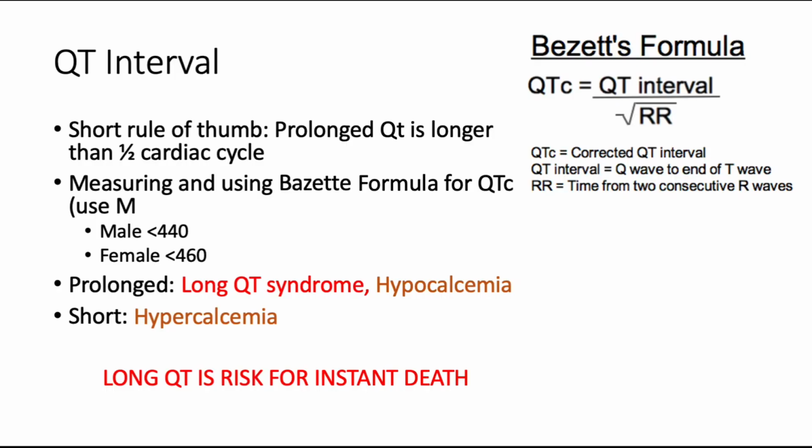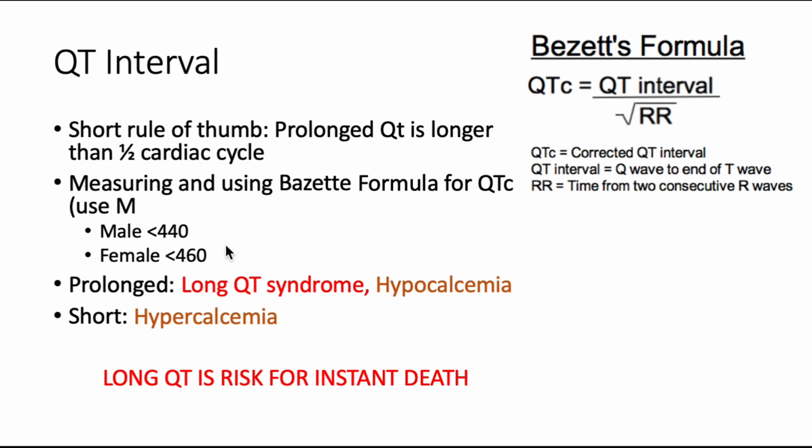Now here is one of our final things that we're looking at, which is the QT interval. An easy rule of thumb is that if the QT interval is longer than the rest of the cardiac cycle, then we're in trouble. Now, the corrected formula is over here with Bazett's formula, and you can really just use MDCalc. That's supposed to say use MDCalc.